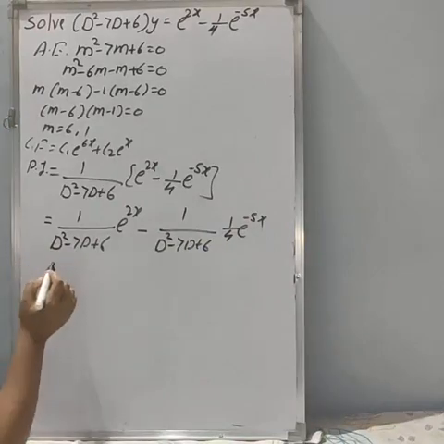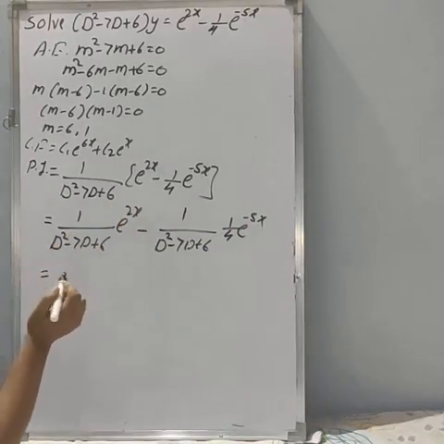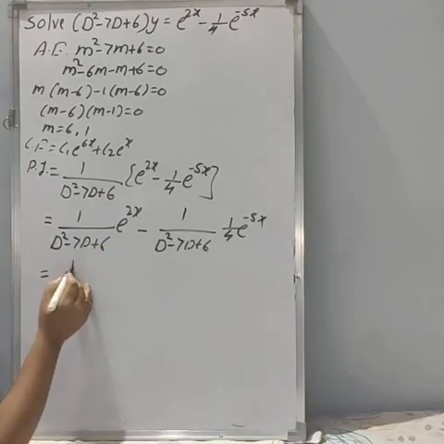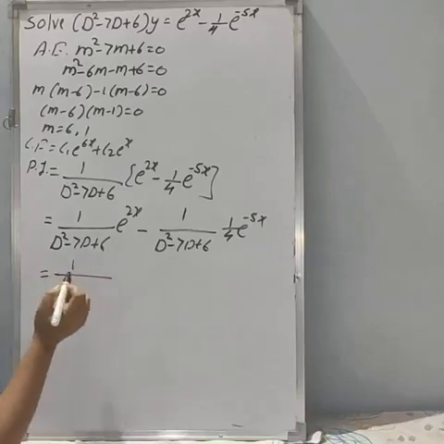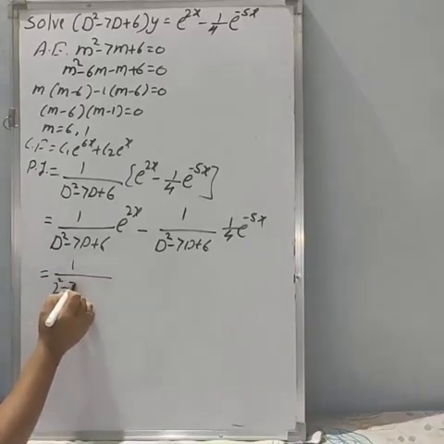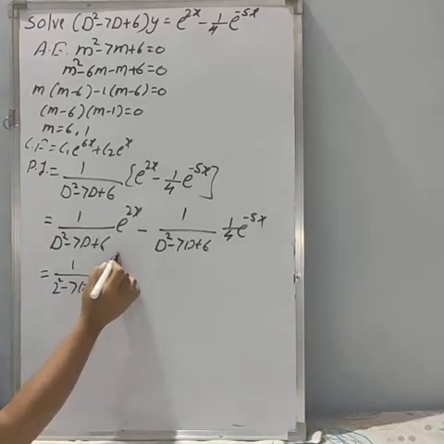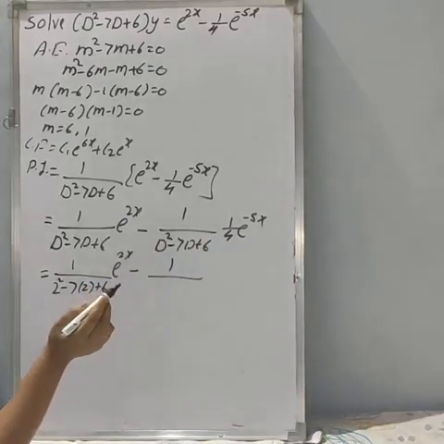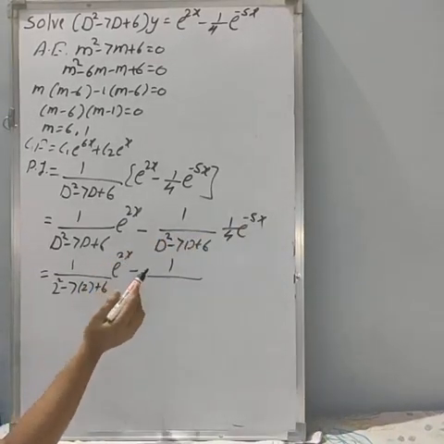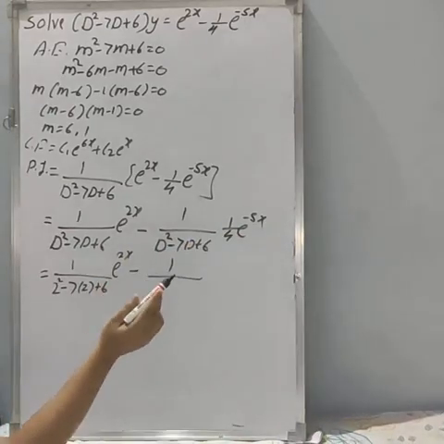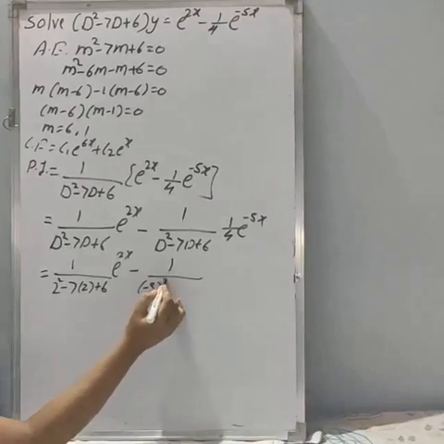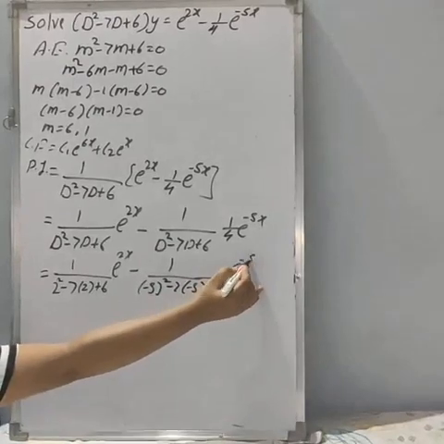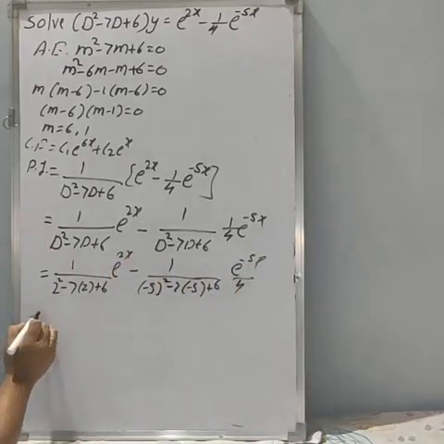Now, if your f of x is e to the power of ax, what is the method? We have to substitute d is equal to a. Here the value of a is 2. So we substitute d is equal to 2: 1 divided by 2 square minus 7 into 2 plus 6, with e to the power of 2x as it is. For the second term, the value of a is minus 5, the coefficient of x. So we substitute d is equal to minus 5: 1 upon minus 5 square minus 7 into minus 5 plus 6, e to the power of minus 5x divided by 4 as it is. Now you can solve this.